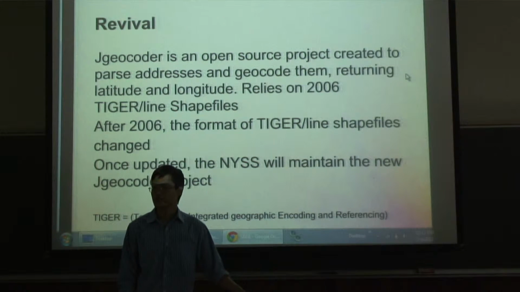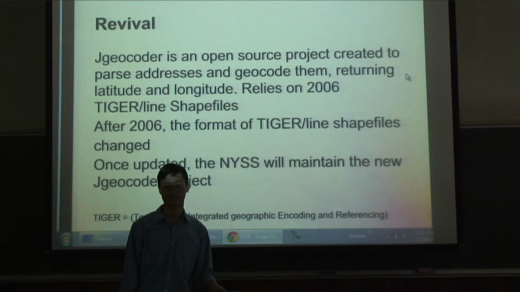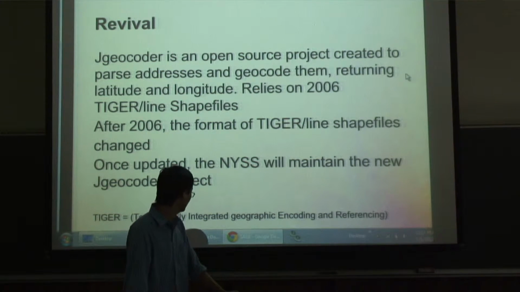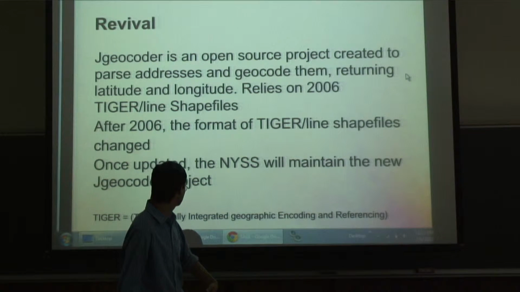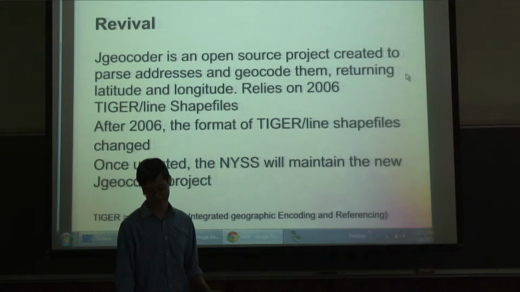After 2006, they changed the formatting of this data so that the old JGeocoder code does not work anymore with current data. So my job will be to update this code and make it work on the 2011 census data so that we can have up-to-date information for free, as opposed to having to ask Google or Bing or Yahoo to do this for a cost. And TIGER stands for Topologically Integrated Geographic Encoding and Referencing Models.